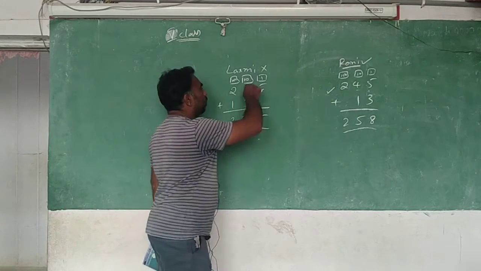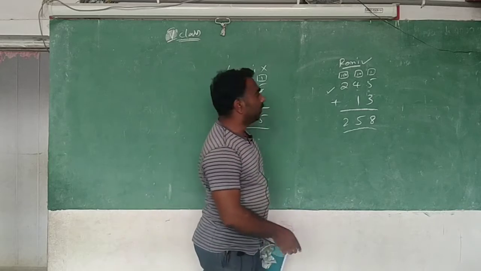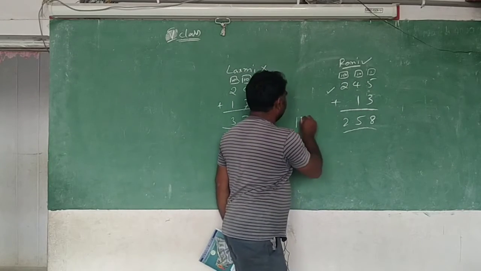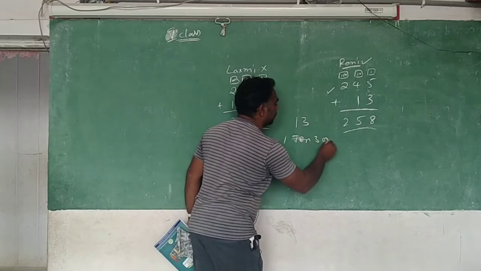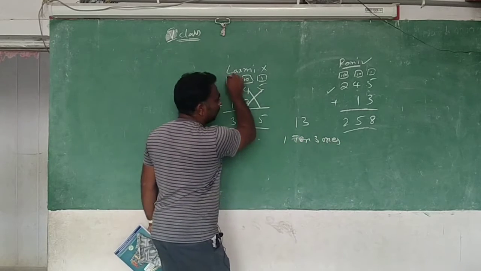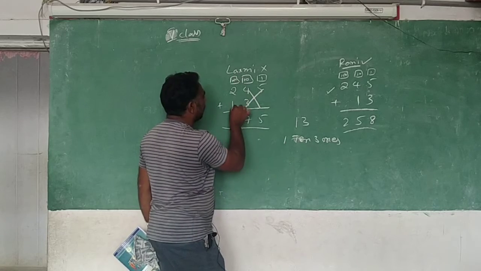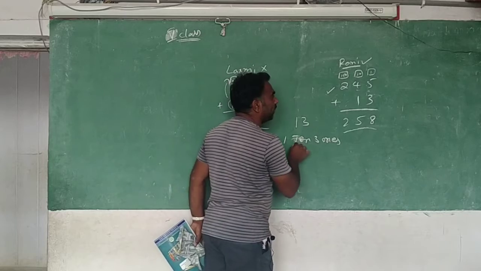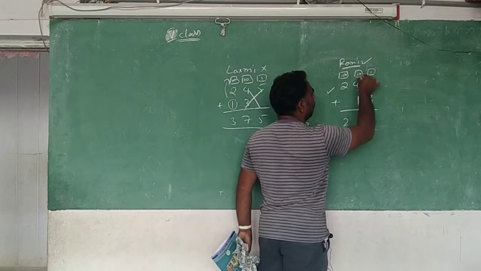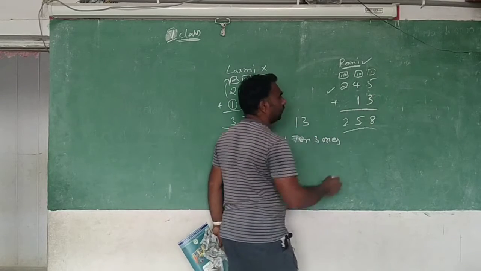So actually what she has to do? 13 means 1 ten and 3 ones. In Lakshmi's problem, she has written 1 under hundreds. But 13 means 1 ten, that's why 1 should come under tens and 3 should come under ones.